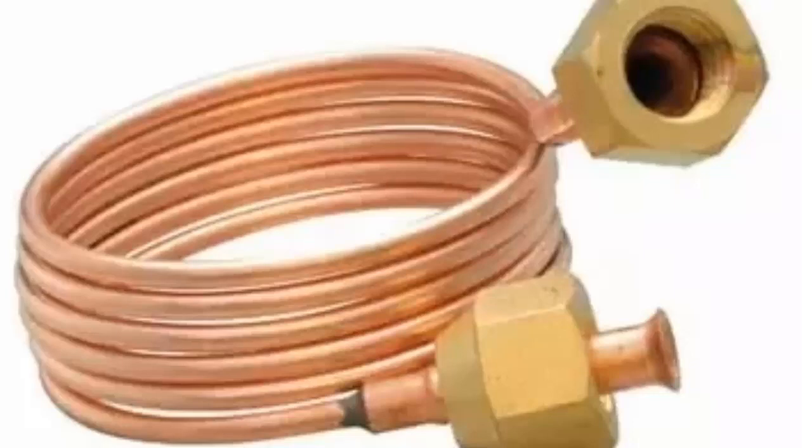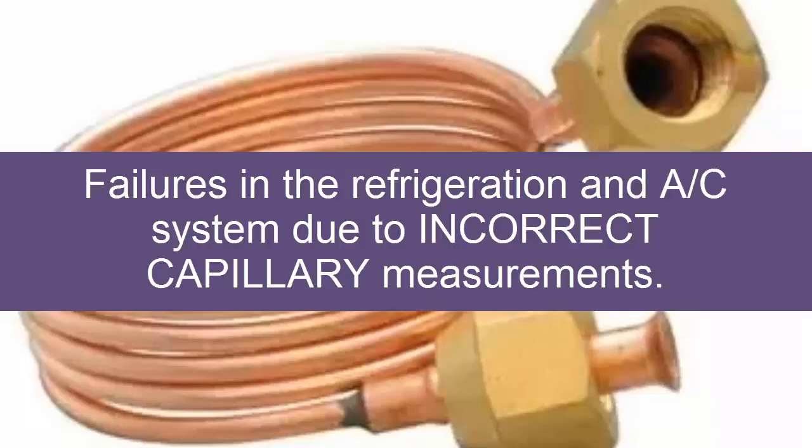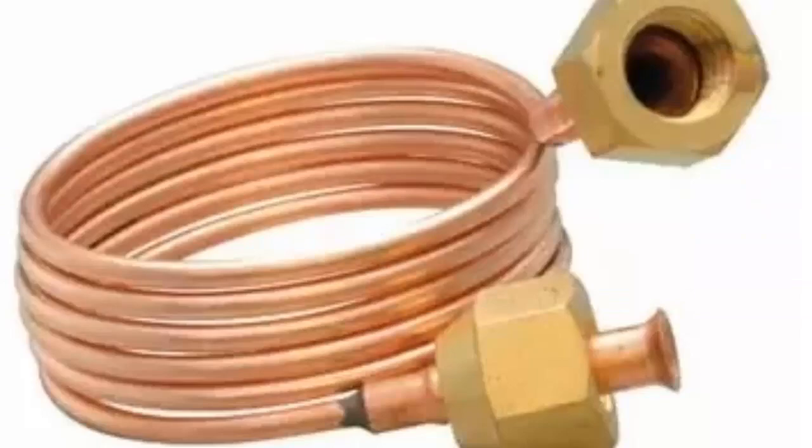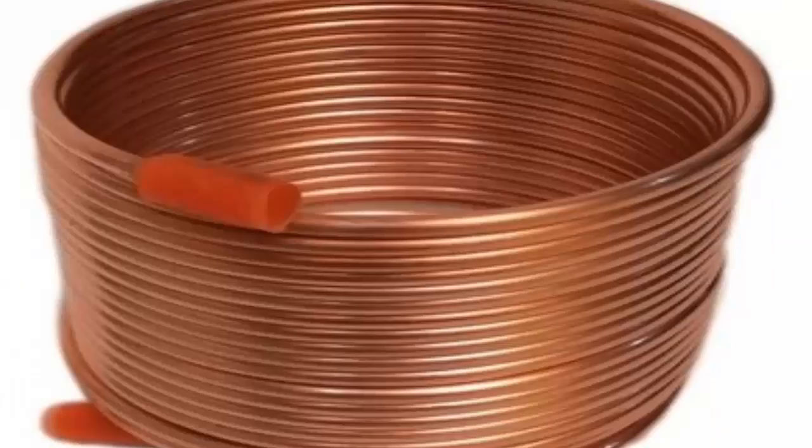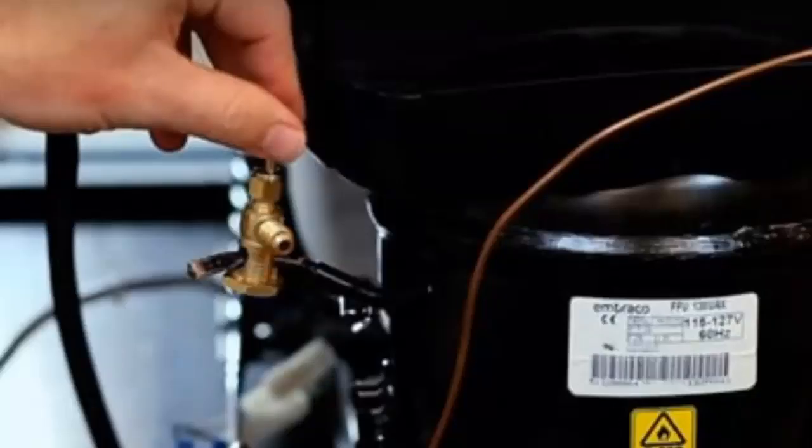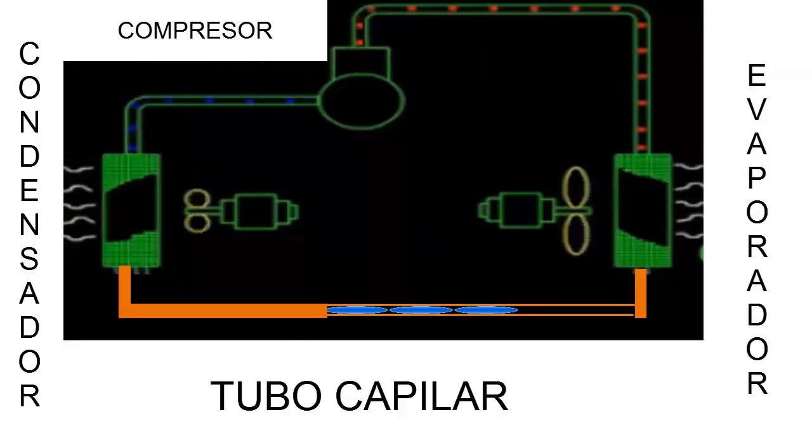In this video we are going to see what happens in a refrigeration or air-conditioned system when the dimensions of the capillary tube are not correct. This can happen especially when we replace the compressor and we only pay attention to the power of the compressor motor, but we do not verify the cooling capacity.